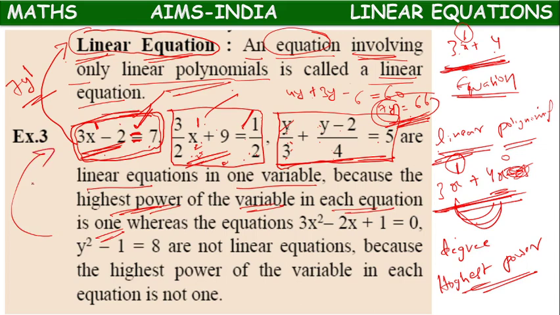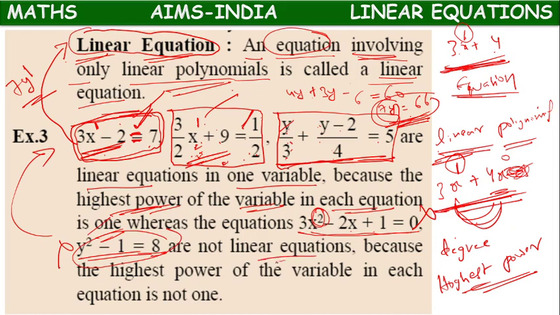So they are all linear equations. Whereas if you take this equation, 3x square minus 2x plus 1 equal to 0, what is the highest power here? 2. So this is not a linear equation. y square minus 1 equal to 8. Highest power 2. This is also not a linear equation.